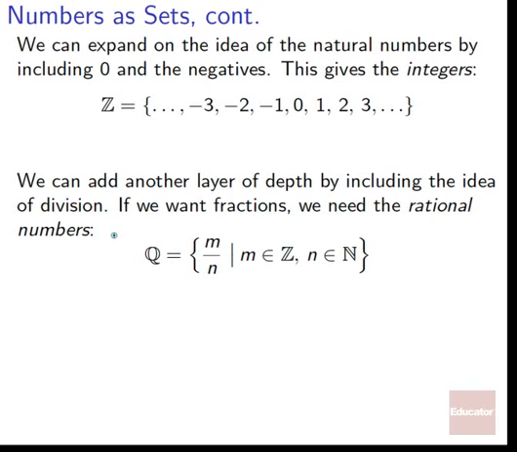All right, next idea, we can add yet another layer of depth by including the idea of division, right? So we've got 1, 2, 3, -1, -2, -3. These are great, and they get us a good idea of what's in the real world. But what if I want to talk about wanting half of a pie, right?